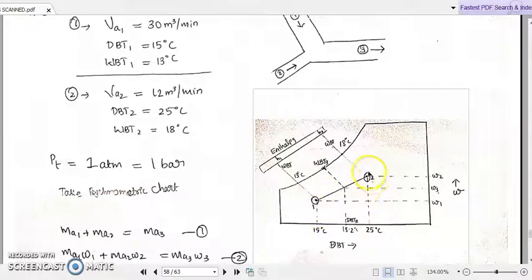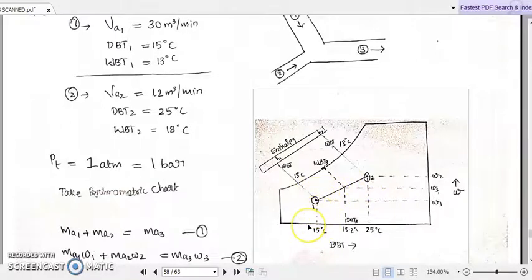Then similarly the second stream of moist air, we can mark it as point 2, which will be the intersecting point between the WBT 18 degrees Celsius and dry bulb temperature 25 degrees Celsius. Okay, so now after marking the points 1 and 2, we can draw a line connecting point 1 and 2. This line will be representing the mixing of the second stream of air with the first stream of air.